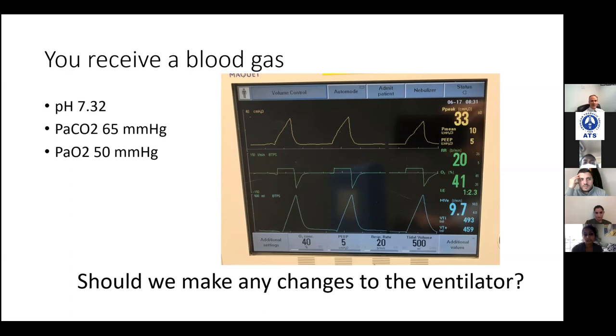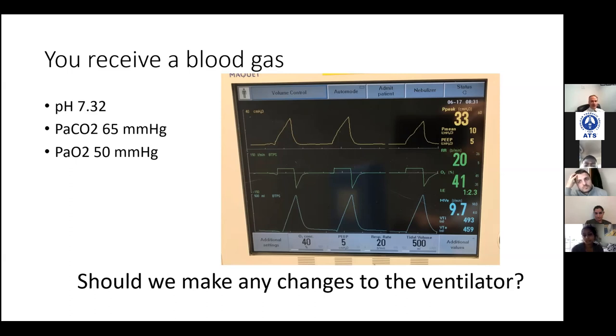Because what's our patient's biggest problem right now? Oxygenation. So his PaO2 is 50. Yeah, his squash isn't getting enough oxygen. Okay. So we might have to worry about the CO2 later, and don't forget about the CO2. We're going to come back to that. But our first order of business is we got to worry about oxygen.